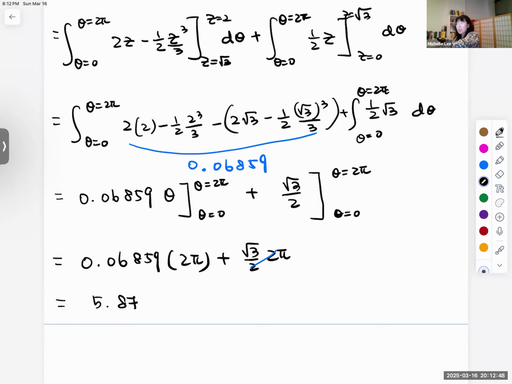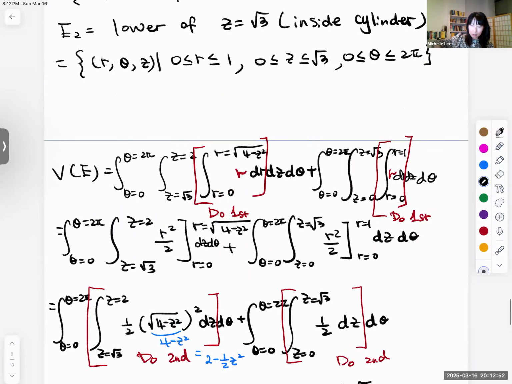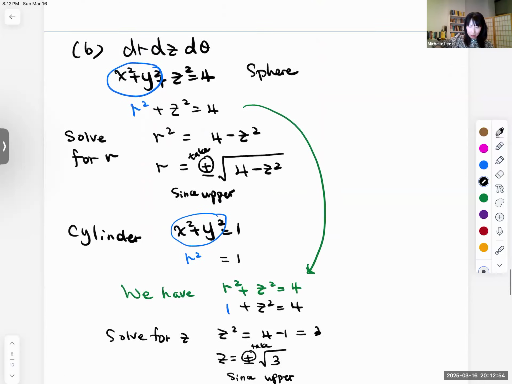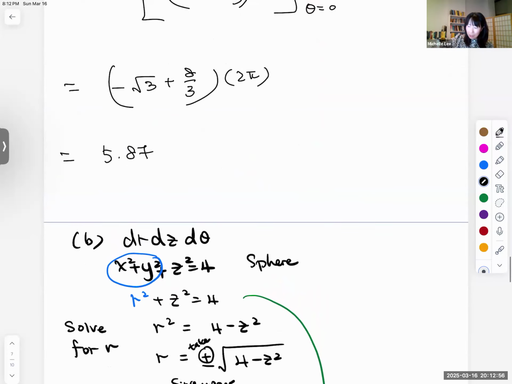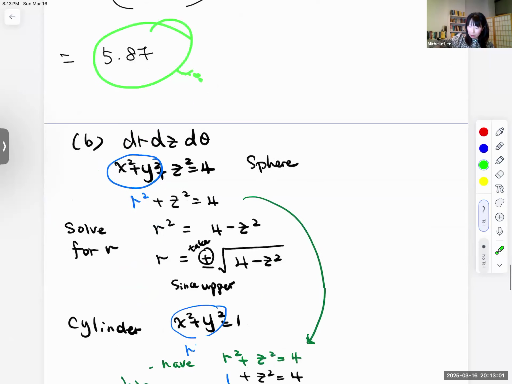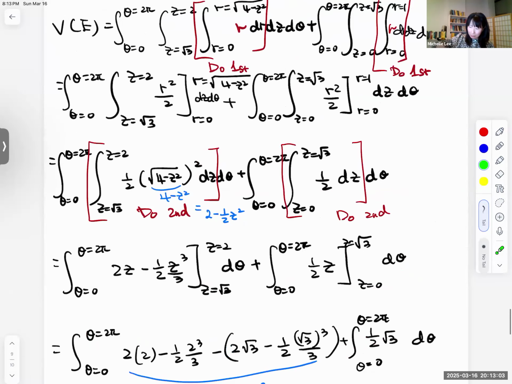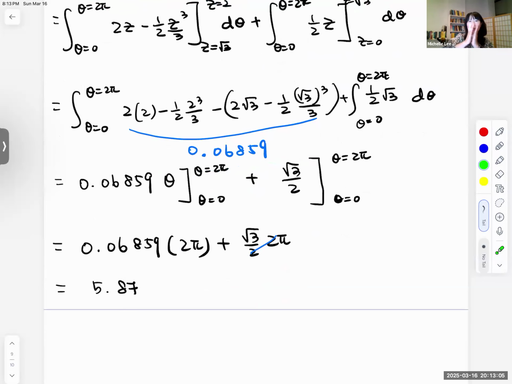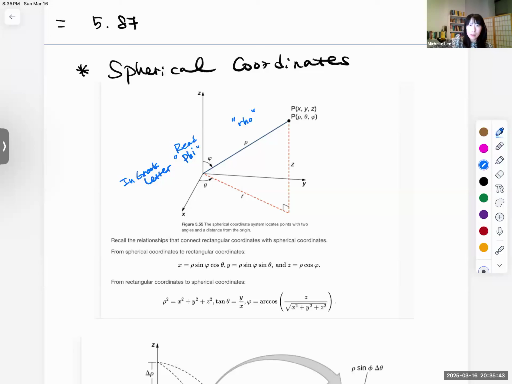Okay, so let's check the answer. All right, so I had from the notes 5.87, the A part. Okay, so this is 5.87. Yeah, this is more complicated, but we made it. Very good. All right, so let's do spherical coordinates.